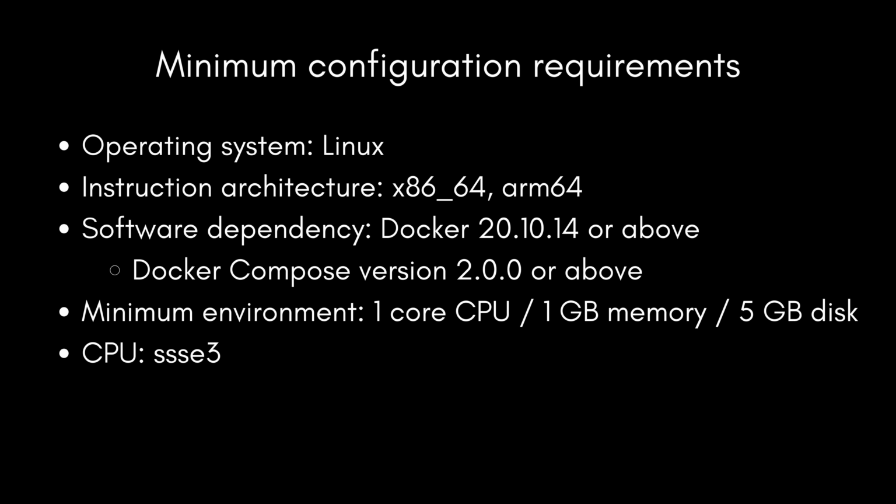Now, before we jump into the installation, let's quickly cover what you'll need to run SafeLine. The requirements are pretty straightforward. First, you'll need a Linux machine running on either a 64-bit processor or ARM architecture. For software, the main dependency is Docker. You'll need Docker version 20 or above, and Docker Compose version 2.0 or above. As for the hardware, the minimum environment is very lightweight. Just one CPU core, 1 GB of memory, and 5 GB of disk space. One specific note on the CPU: it must support the SSSE3 instruction set, which is pretty standard for most modern processors. Okay, with those boxes checked, let's get it installed.